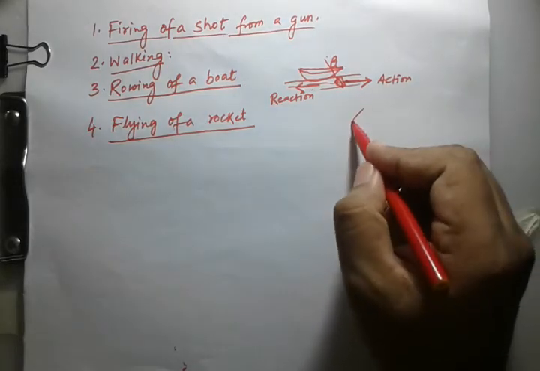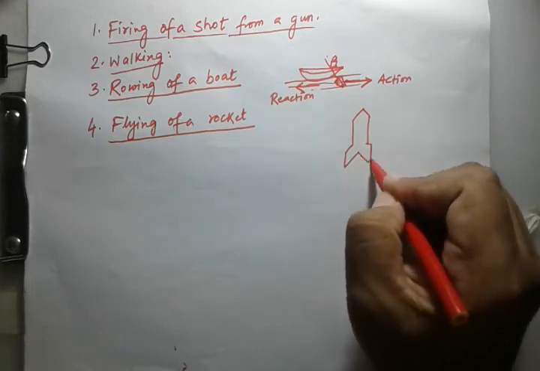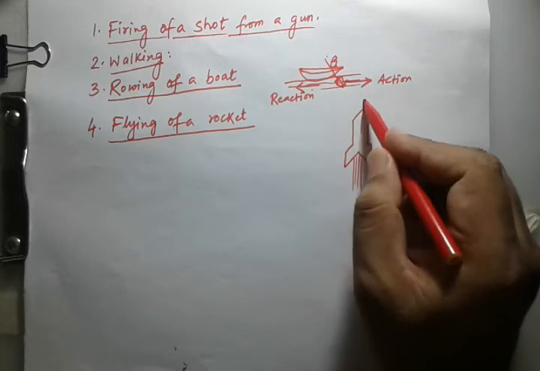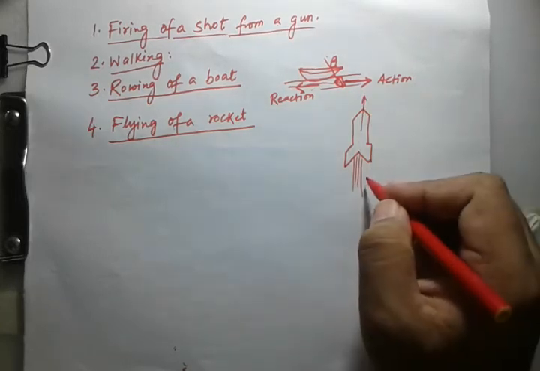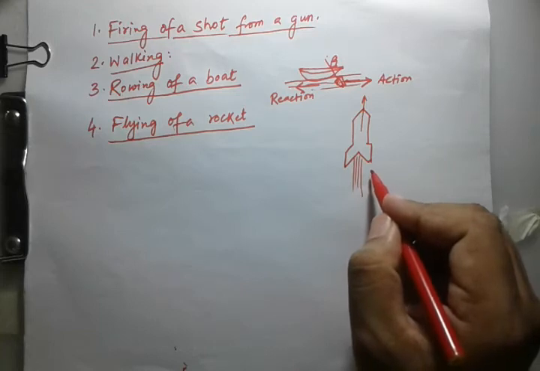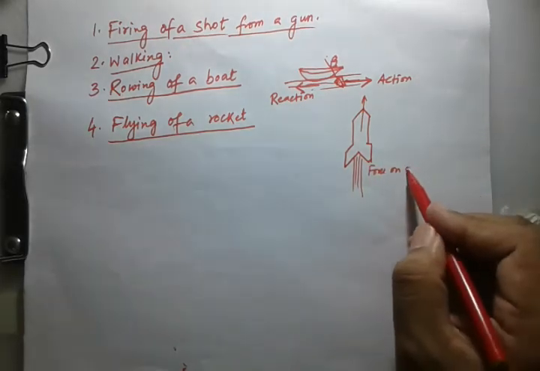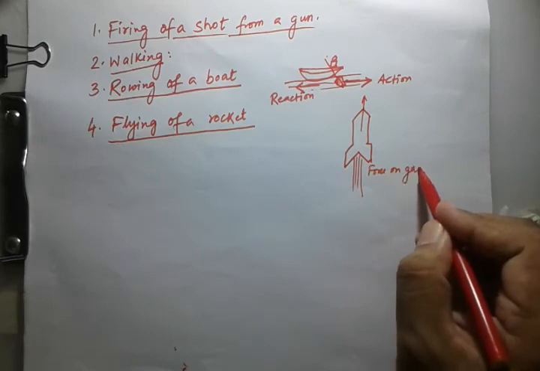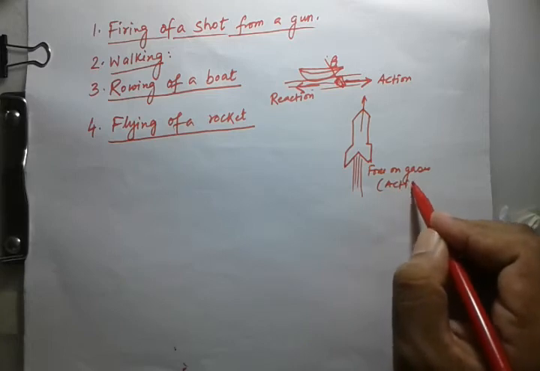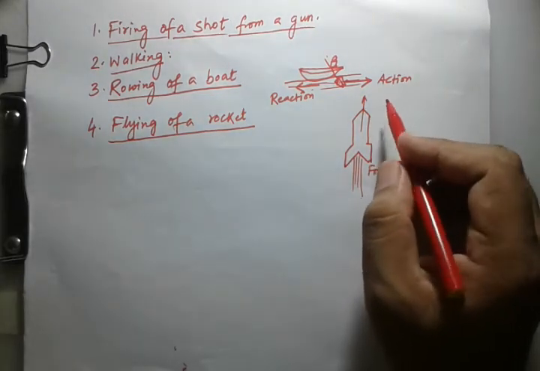So this is the rocket here, and this is the side view. When you light the rocket, the gases come out in this way, and the rocket goes in the upward direction. So this is your action force on the gases, which is known as action. And this one is the reaction, the force on the rocket.